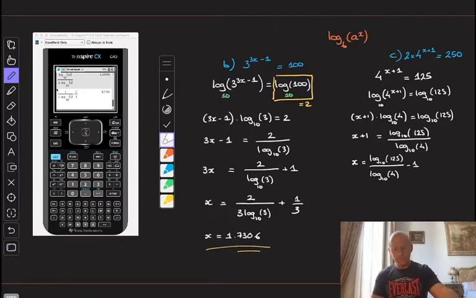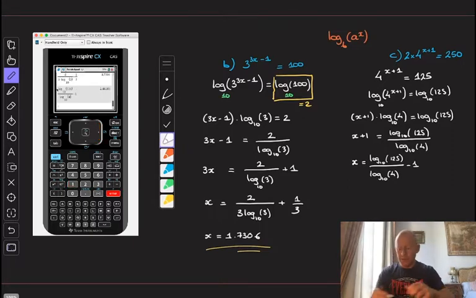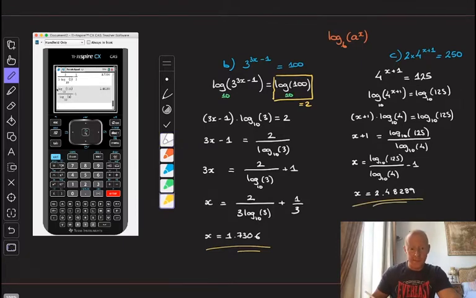All we need is our calculator. And we can go ahead and take the logarithm, so that's going to be log base 10 of 125, and I divide that by log, again, base 10 of 4. And from that, I take away 1. And the answer we're getting here is the one you see. We find x equals 2.48289. Done. That's the answer.